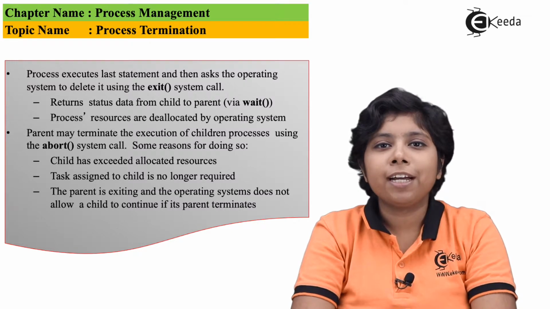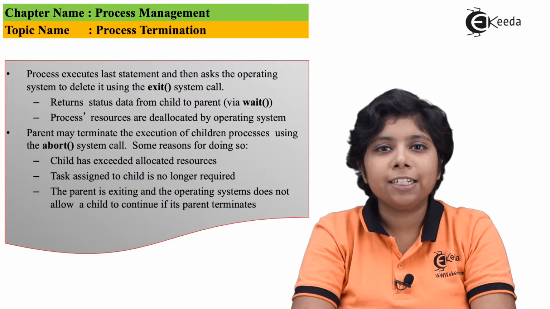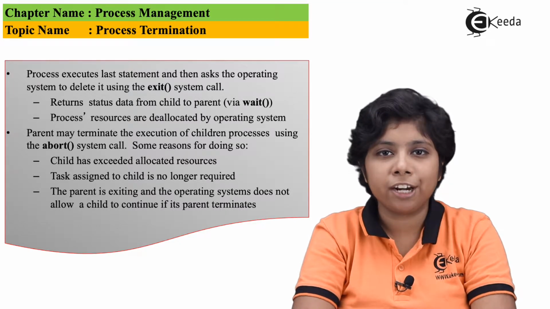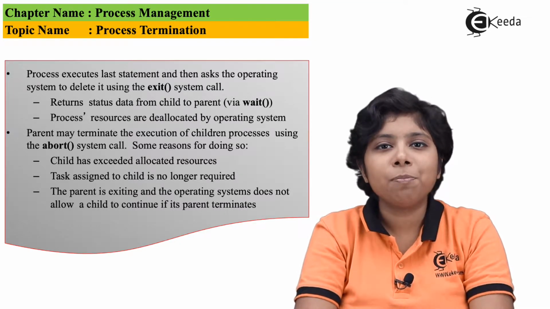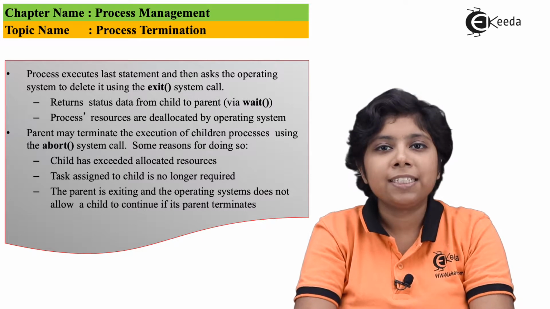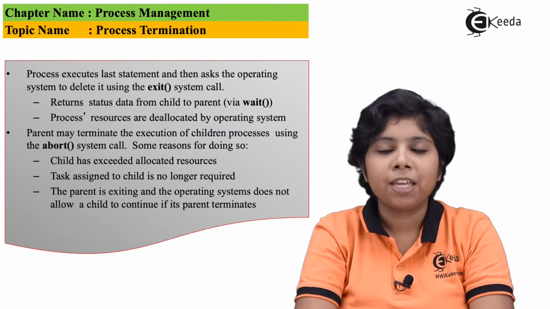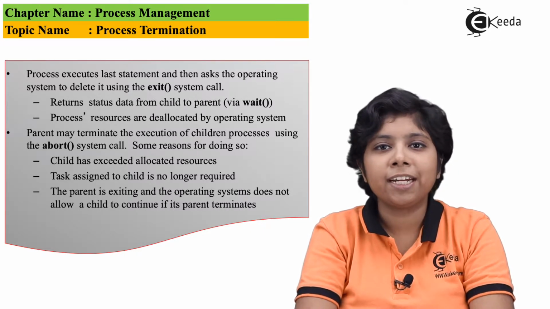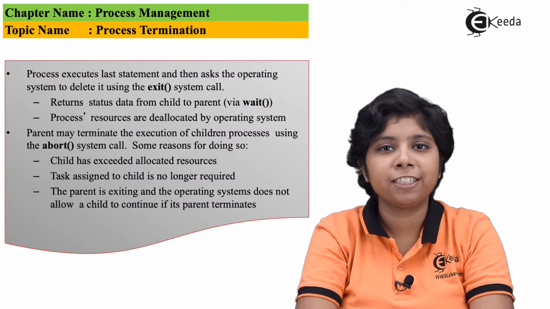Termination can occur in other circumstances too, like a parent terminating a child. Now this can happen in three scenarios. First, the child process has exceeded the usage of the resources that are shared or permitted by its parent. Second, the child is no longer needed for its execution. And third, the parent has executed and terminated, that is why a child is not allowed to execute anymore.